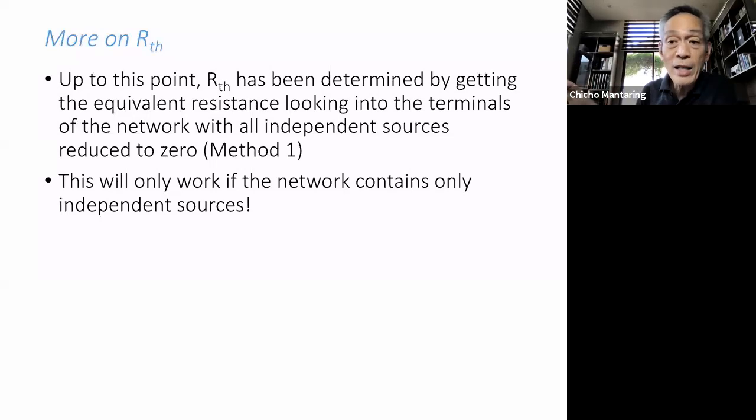So yung ginawa nating method na, okay, you get the equivalent circuit, you reduce all independent sources to zero, then you get the equivalent circuit with respect to the load terminals. That can only apply if network A contains only independent sources. What will happen if network A has both independent and dependent? By the way, I have some examples here.